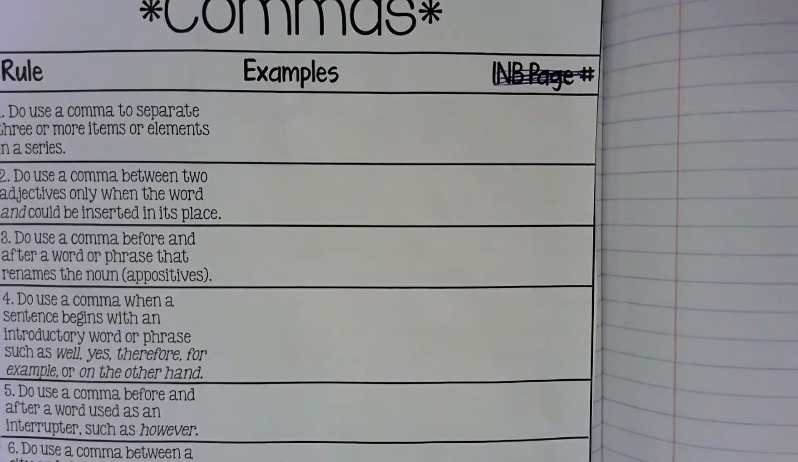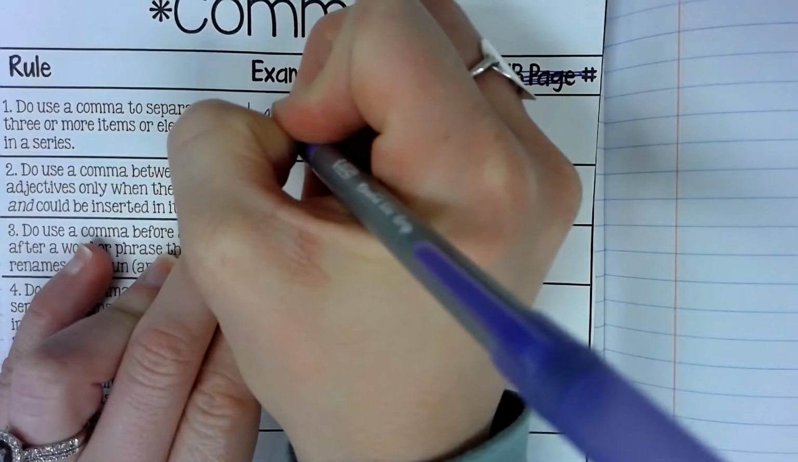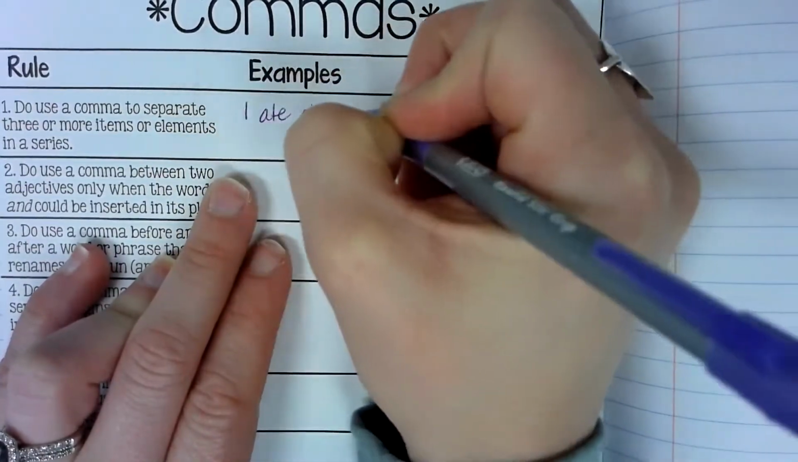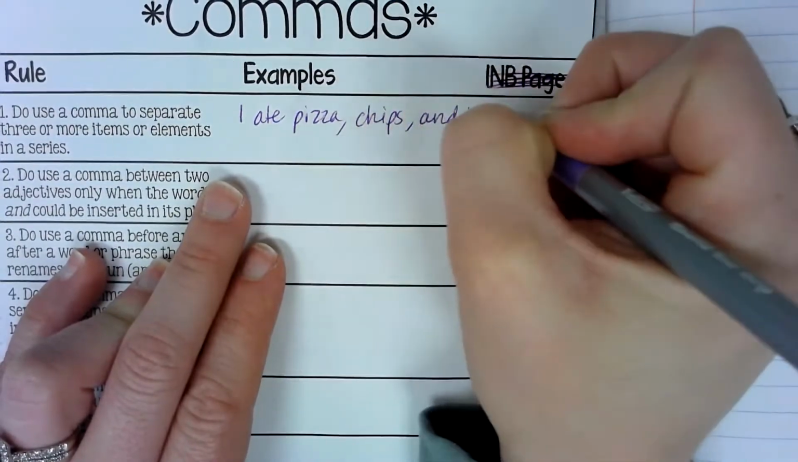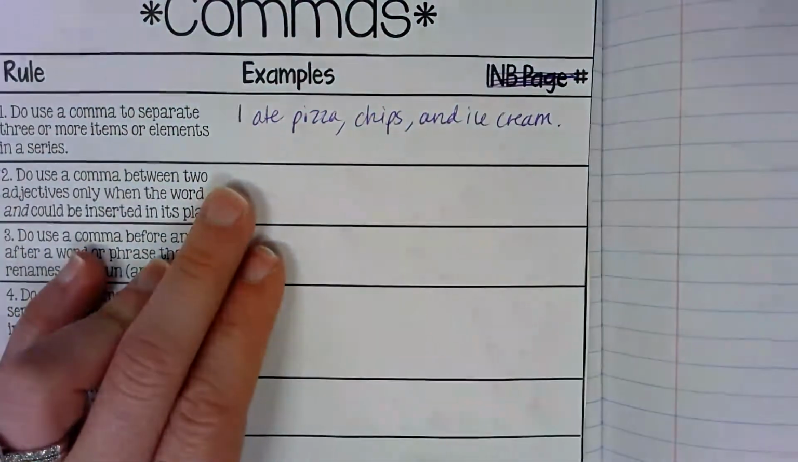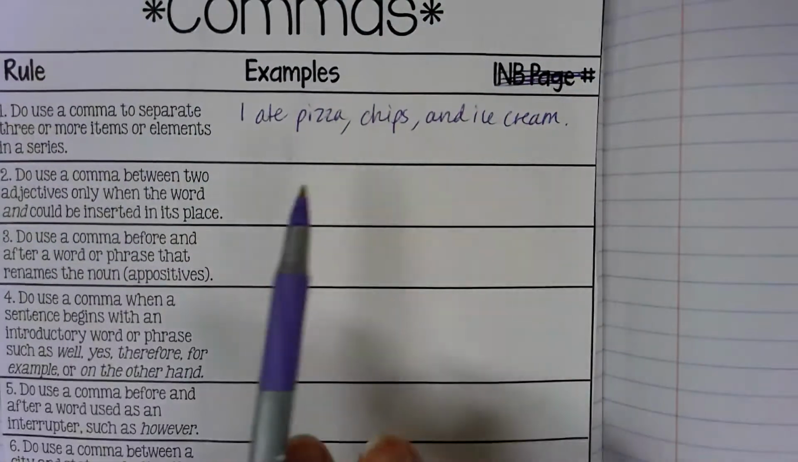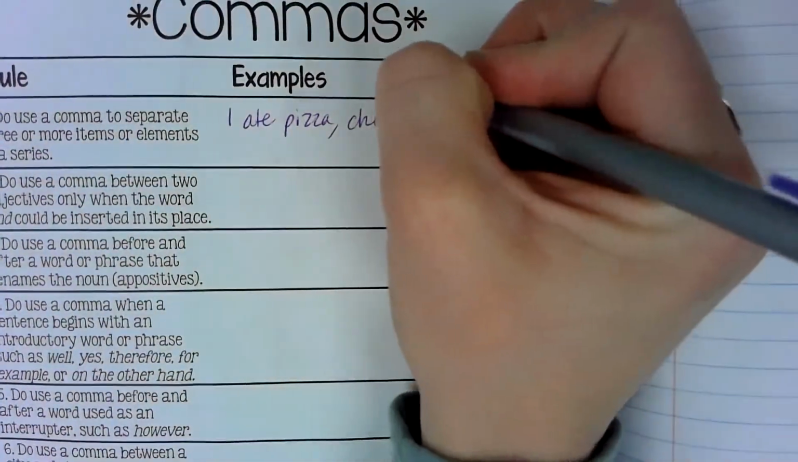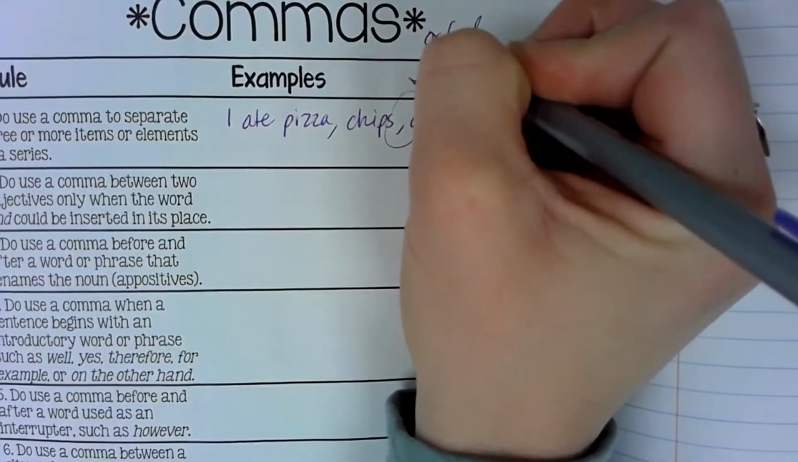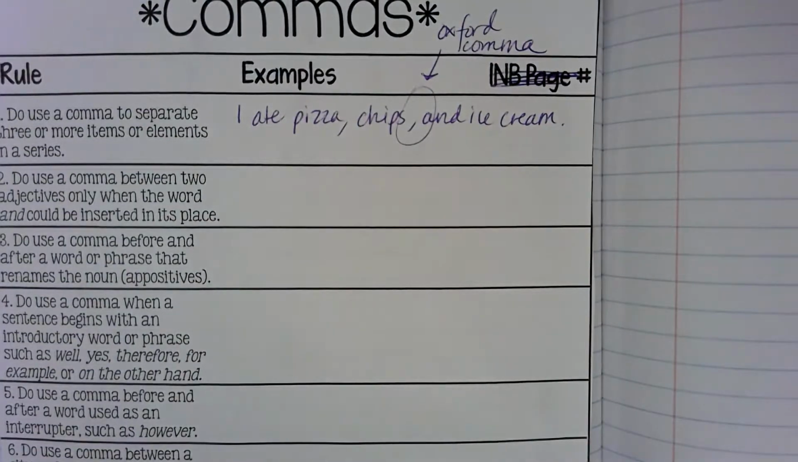Okay, so the first rule says, do use a comma to separate 3 or more items or elements in a series. So I ate pizza, chips, and ice cream. Okay, you can also have different actions listed in this too that might be longer than just one word in each. And again, this is where our Oxford comma comes into play. This is our optional one, the one that people still argue over to this day whether it's needed or not.